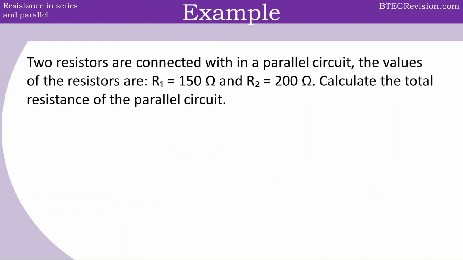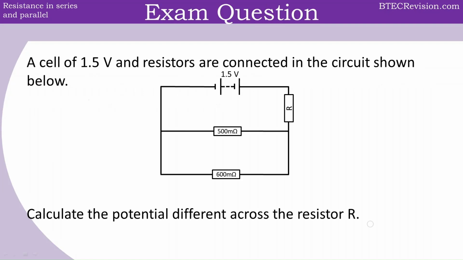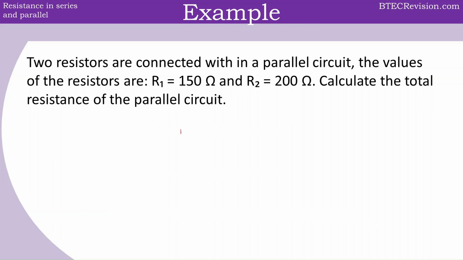Now let's look at this example. Two resistors are connected in a parallel circuit. The values of the resistors are R1 equals 150 ohms and R2 equals 200 ohms. Calculate the total resistance of the parallel circuit. Let's start by writing down our equation. 1 over RT equals 1 over R1 plus 1 over R2. And we can plug in our values. 1 over 150 plus 1 over 200.